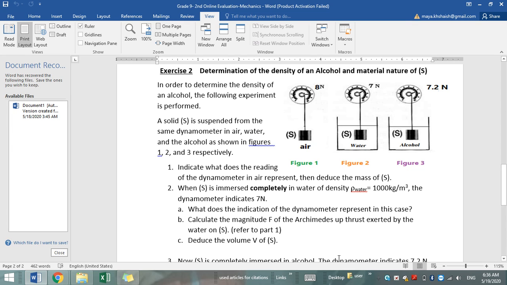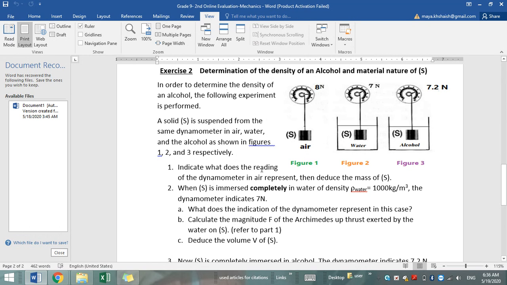For exercise 2, which is about Archimedes upthrust, determination of the density of an alcohol and material nature of S by making use of Archimedes upthrust. In order to determine the density of an alcohol, the following experiment is performed. A solid S is suspended from the same dynamometer in air, water, and alcohol, as shown in the adjacent figures 1, 2, and 3 respectively.